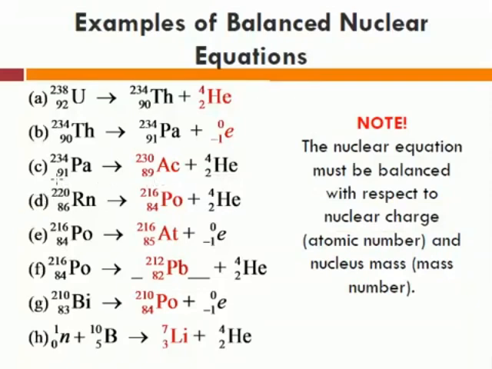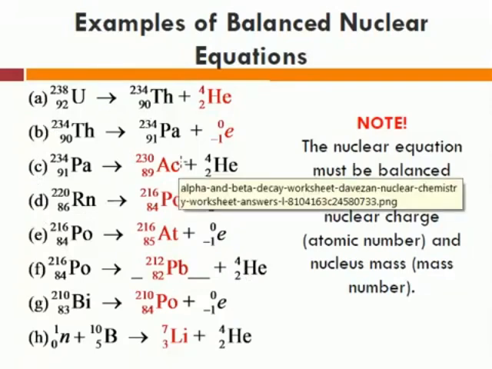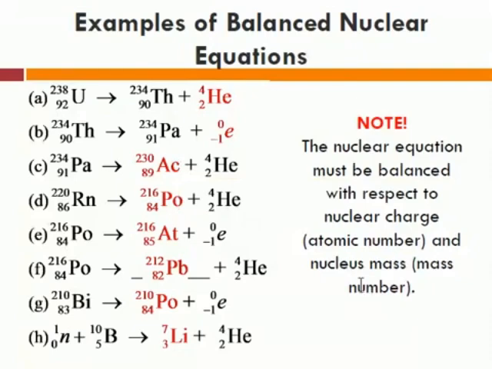For letter D, we have 220. Here we have 216 plus 4, so that is 220. The atomic number is 86. On the product side, we have 84 plus 2, so we have 86, and so on. So, the nuclear equation must be balanced with regard to the nuclear mass or the mass number and with regard to the atomic number in the reactant side and in the product side.